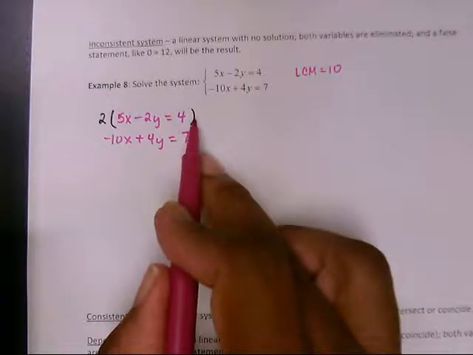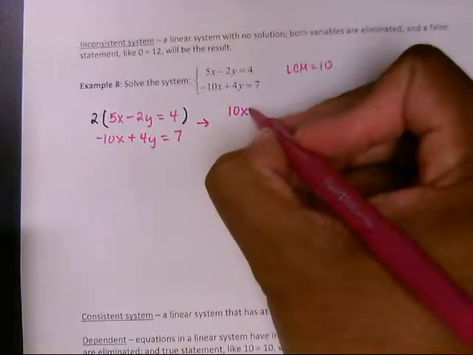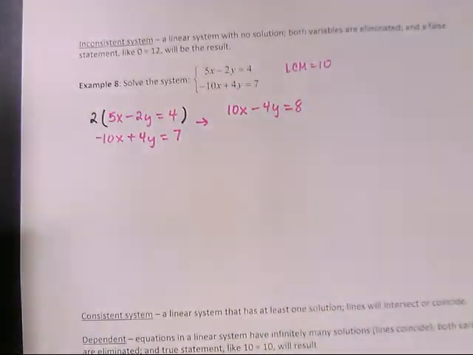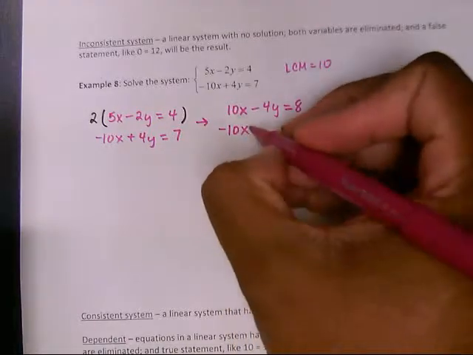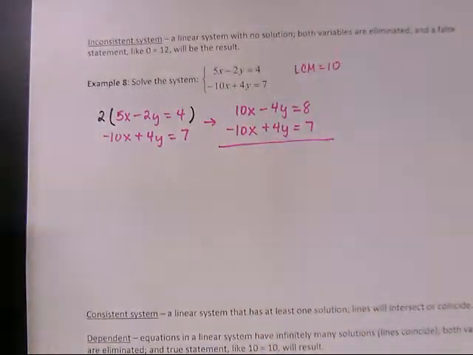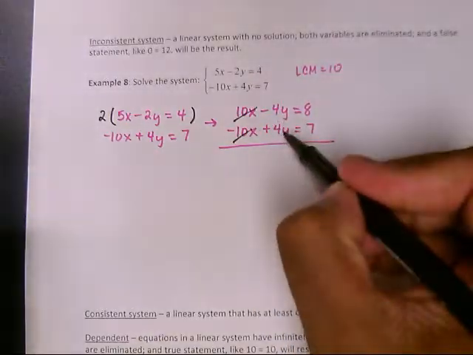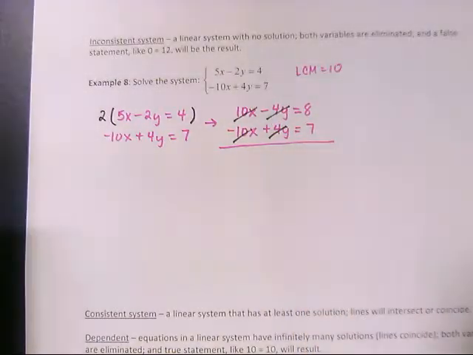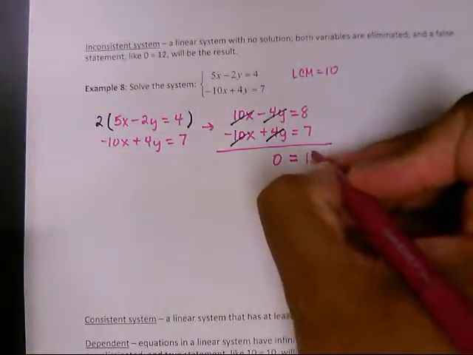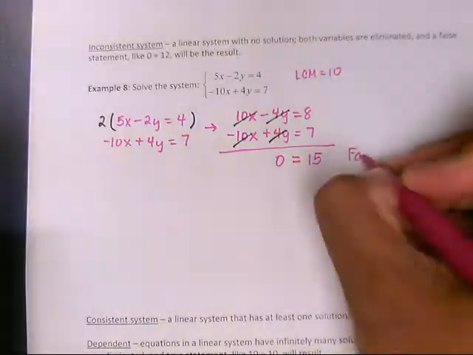If I multiply that top equation by 2, 2 times 5x will be 10x. 2 times a minus 2y will be minus 4y, equaling 2 times 4, that's 8. And then I'll bring over that second equation, negative 10x plus 4y equal to 7. Now, when I add these two equations here, notice that 10x and negative 10x, that's gone. Also notice that negative 4y and a plus 4y, that too is gone. I'm going to have a 0 on the left side, then that's equal to 8 plus 7, which is 15. 0 equaling 15 is a false statement.